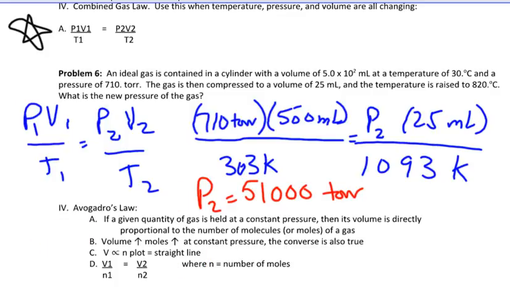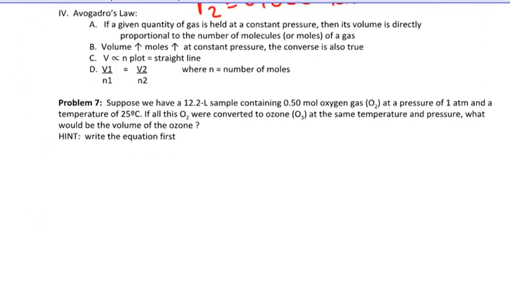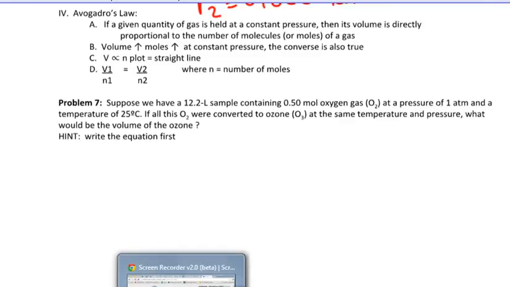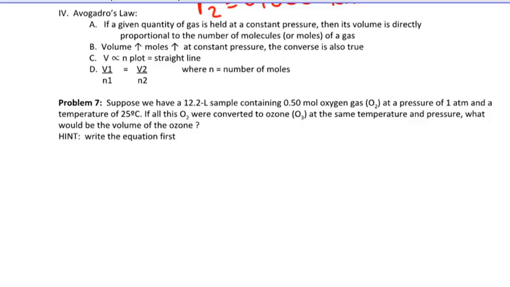So let's look at problem number 7. It says, suppose we have a 12.2 liter sample containing 0.5 moles of oxygen gas at a pressure of 1 atmosphere and a temperature of 25. If all of this oxygen were converted to ozone at the same temperature and pressure, what would be the volume of ozone?